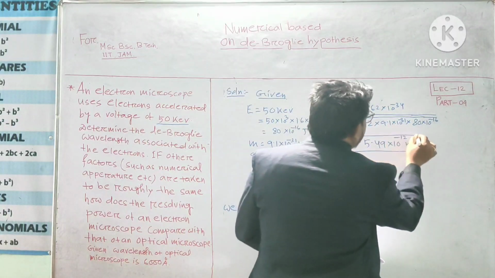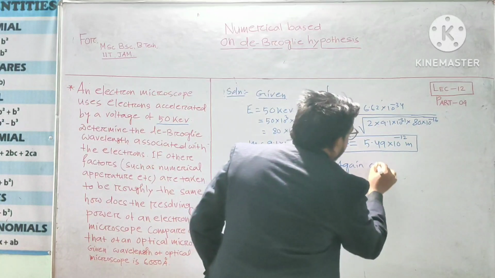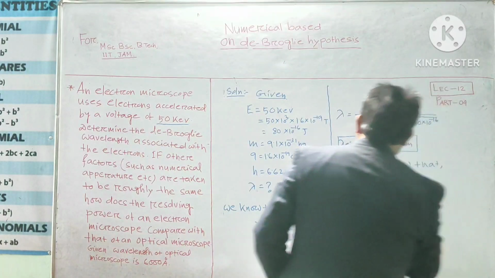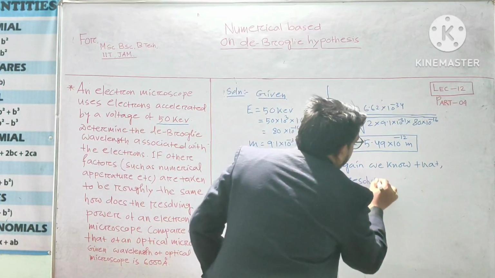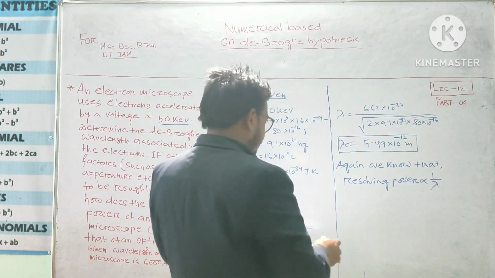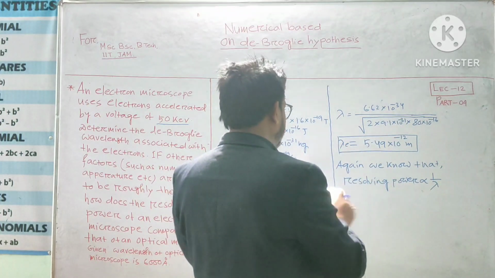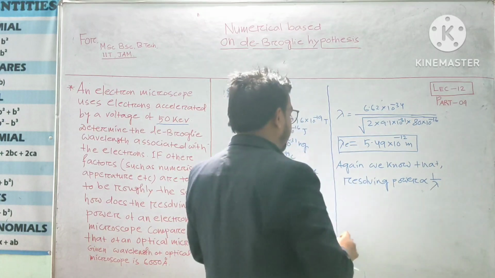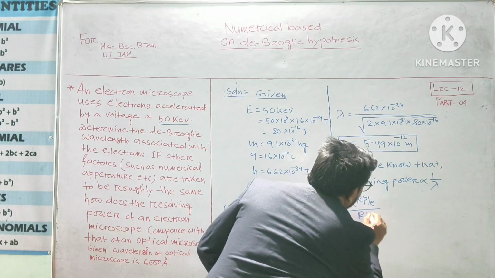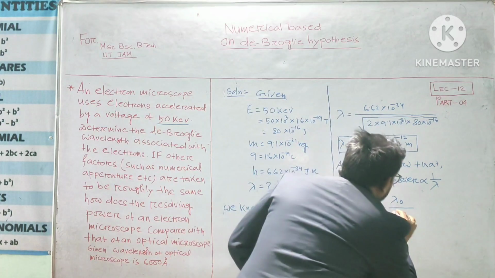Okay, now we are going to find out resolving power. Again we know that resolving power is inversely proportional to wavelength. Resolving power is proportional to 1 by lambda. So we can say that the resolving power of the electron microscope divided by the resolving power of the optical microscope is equal to the wavelength of the optical microscope divided by the wavelength of the electron microscope.